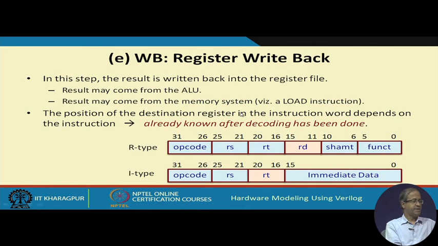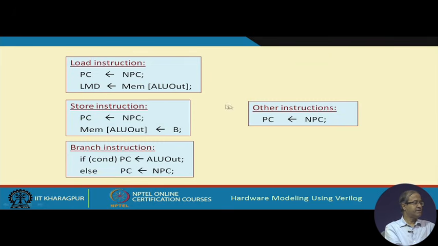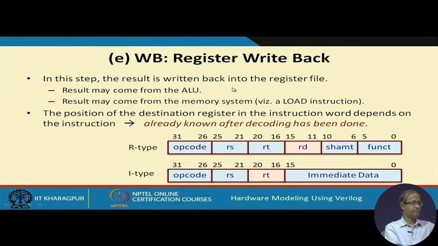And lastly, in the WB stage you have to write back the result into the register. Now, the result that you are writing back can either come from the ALU, like a subtract, add, multiply instruction, or it can be a load instruction where the data is coming from memory, because you see earlier the data from the memory is coming into a register called LMD. So, from LMD it will go.